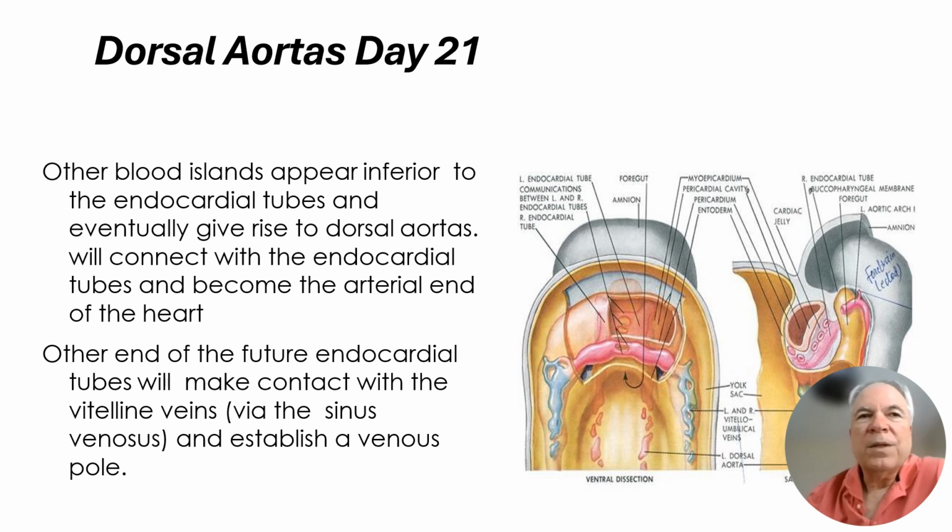So here's a picture of the heart tube, and right next to the heart tube, we're getting this development of an aorta. The blood islands appear inferior to the endocardial tubes and eventually give rise to the distal aorta right over here. And this becomes the arterial end of the heart. And then at the other end, we get the veins, the vitelline veins, which connect to the sinus venosus and establish the venous part. We're going to talk about that a little bit more next week.